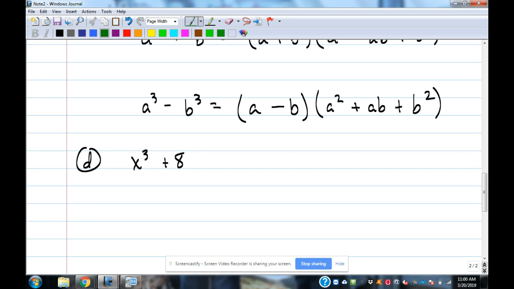Well, the key is rewriting it as a sum of cubes. The first part's easy. It's x to the 3rd power, so that's just x. What cubed gets me 8? 2. So the first part's x, second part's 2. So that's your a and b from the pattern that we talked about a second ago. Okay. So your short factor is going to be x plus 2. Remember, the short factor is the same. It's going to be a plus sign in the middle.